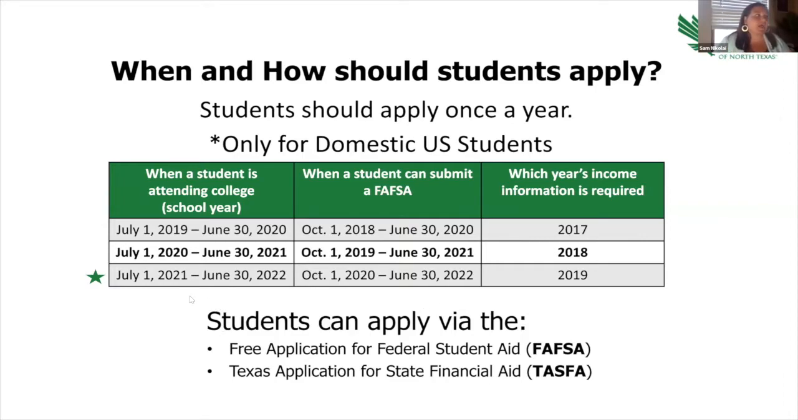So if you are applying for our fall 21 program, which is the application that's open right now, or even spring 22 program, you will be using your 2019 income. So keep that in mind as you are applying for school.